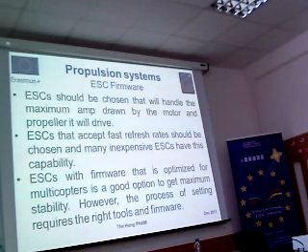The fast refresh means the time it takes to reach the maximum speed. So we have to take care of this one if we really need it. And an ESC with firmware that is optimized for multicopters is a good option to get maximum stability. However, the process of setting up requires the right tools and firmware. For example, if we want to use this kind of ESC, we need to configure something in the control.